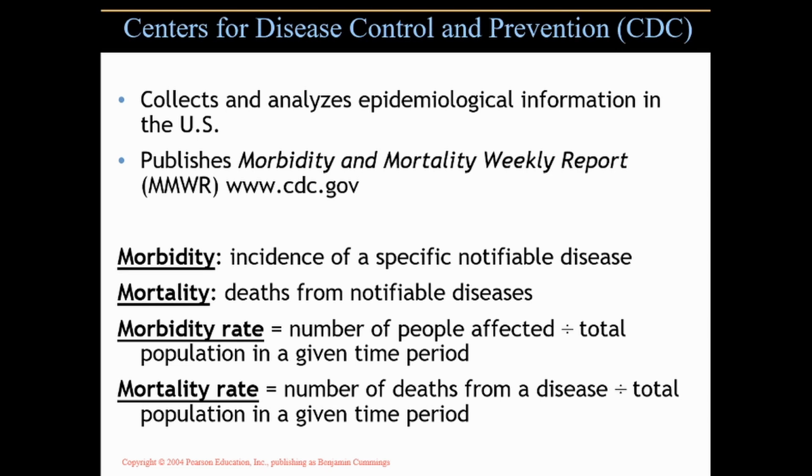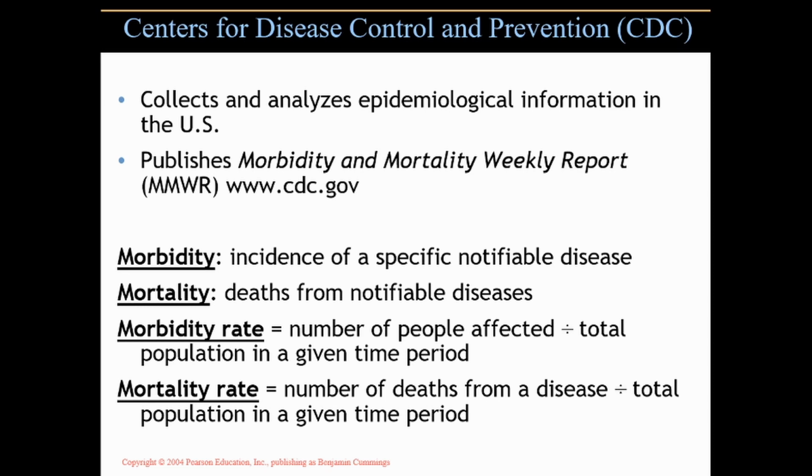CDC, the Centers for Disease Control and Prevention, they are housed in Atlanta, Georgia. Collects and analyzes epidemiological information from the United States. Has a weekly report that's put out, Morbidity and Mortality Weekly Report. You can go to cdc.gov if you want to read that. So what is morbidity and mortality? Morbidity is the incidence of a specific notifiable disease, and mortality would be the number of deaths.